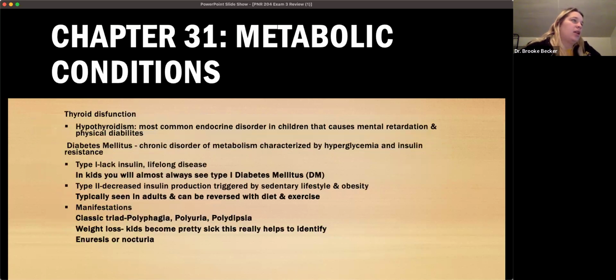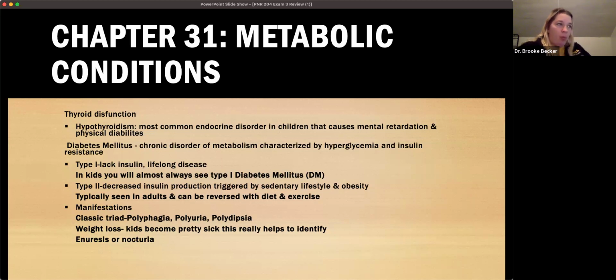Okay, metabolic conditions, thyroid dysfunction. So hypothyroidism, this is the most common endocrine disorder in children. It can cause physical and mental disabilities potentially if it goes left untreated. A lot of times these kids have growth restrictions or failure to thrive, okay?